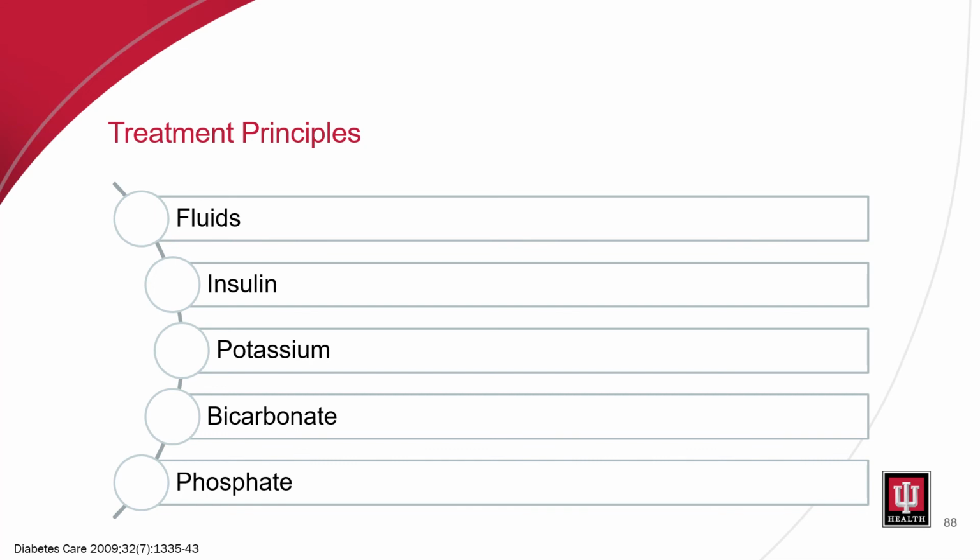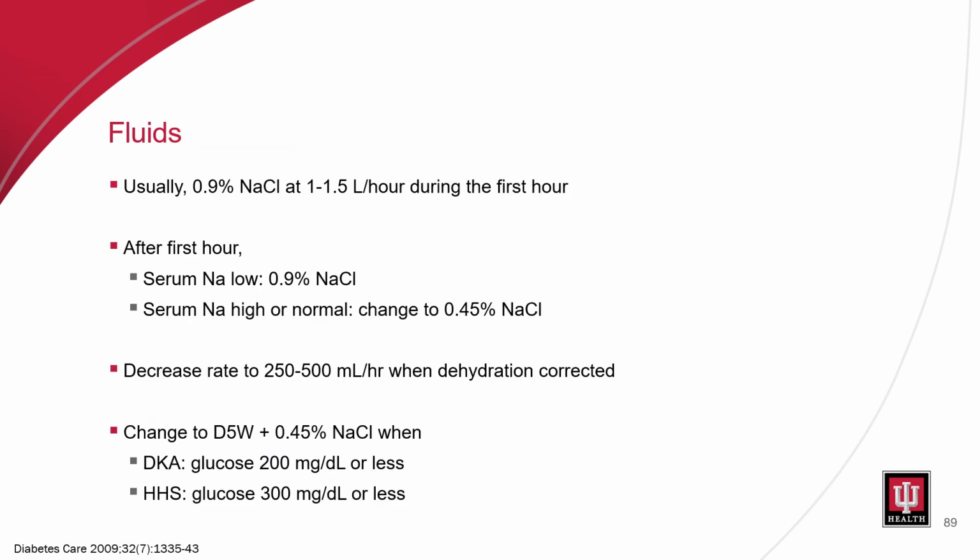Our treatment principles include fluids, insulin, potassium, bicarbonate, and phosphate, and this is the same for DKA and HHS. Our fluids will typically be 0.9% or normal sodium chloride, and we'll start this at 1 to 1.5 liters per hour during the first hour. After the first hour, we will change our fluids based on the serum sodium. So if the serum sodium is low at that time, we'll continue the normal saline or 0.9% sodium chloride.